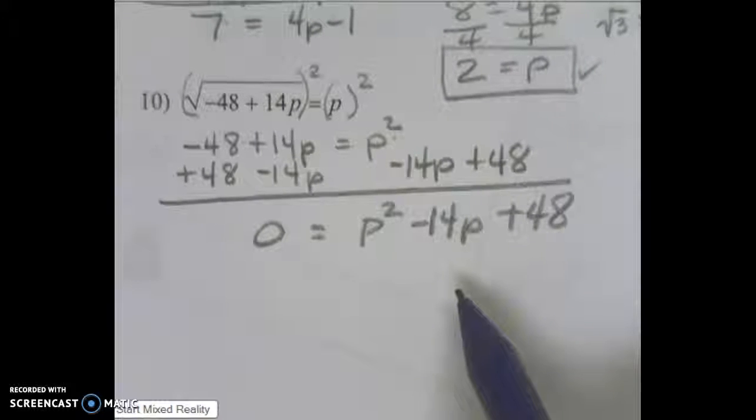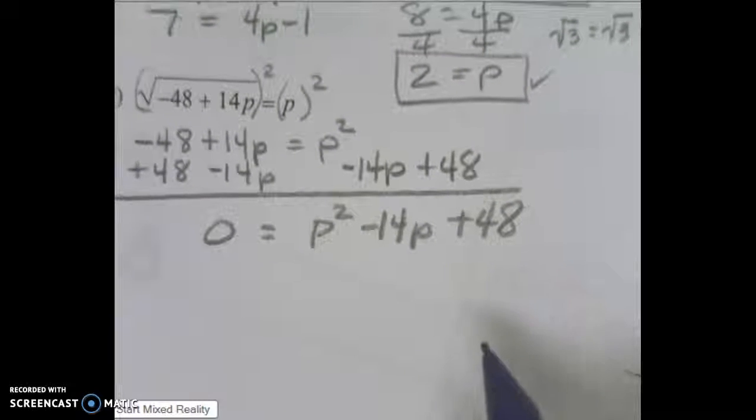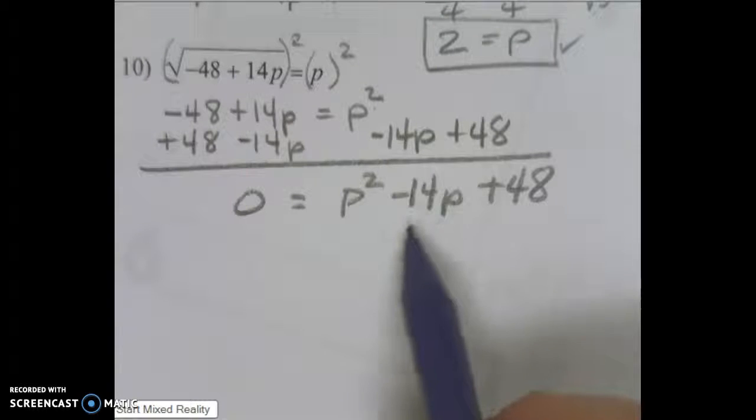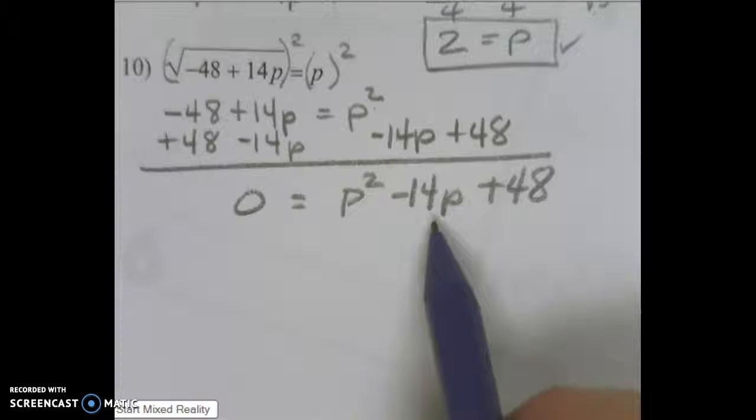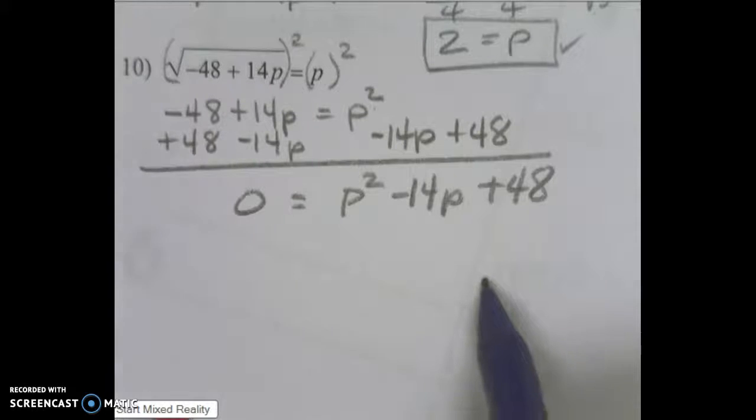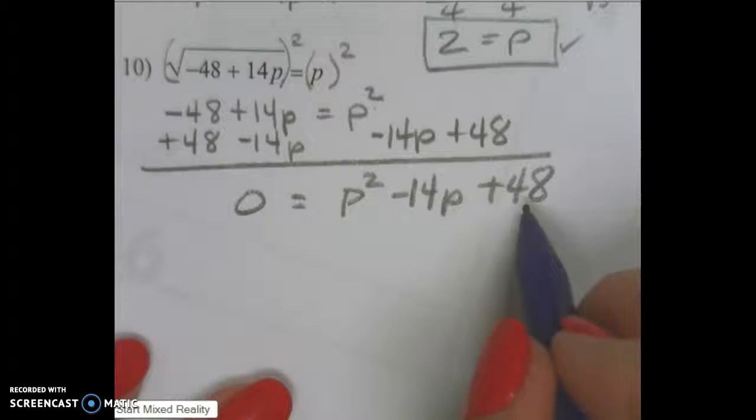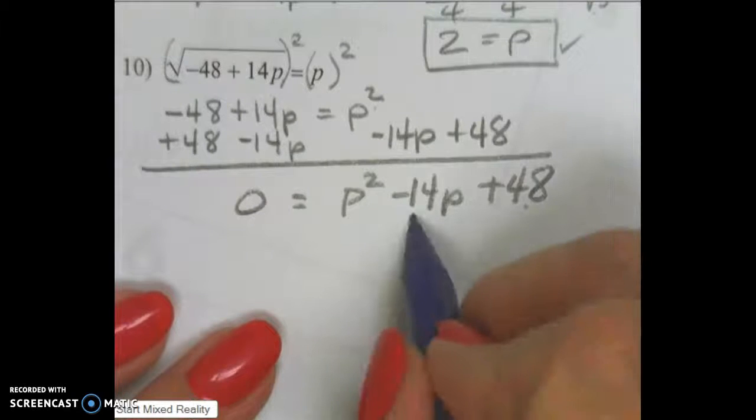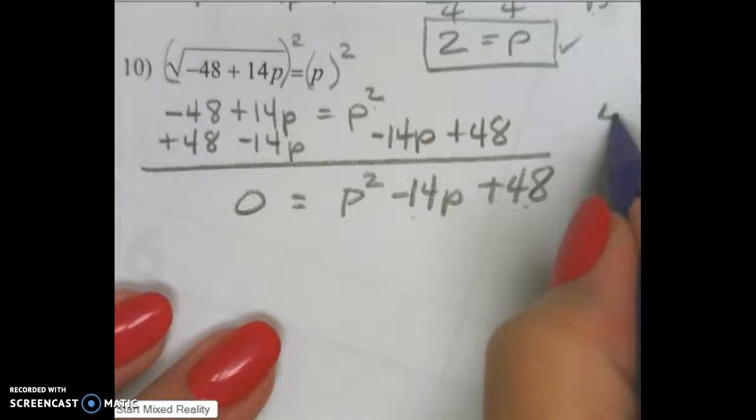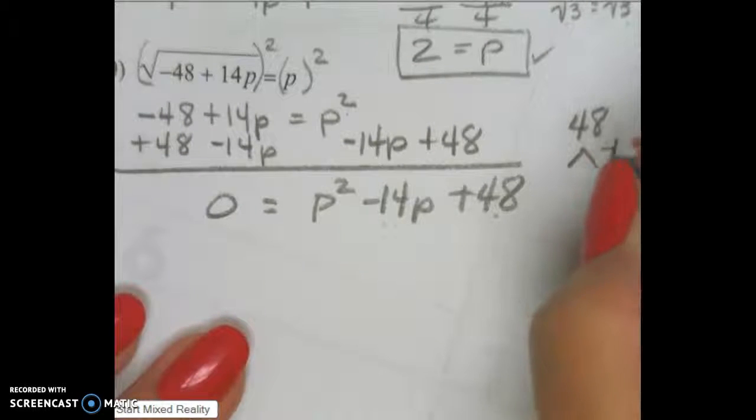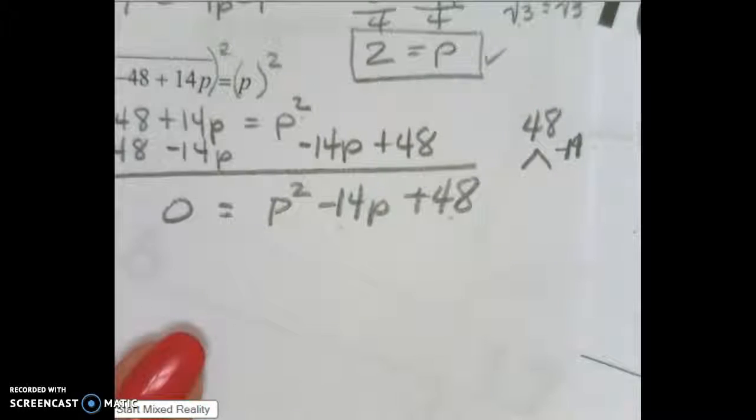You should remember factoring. If you don't, here's a quick reminder. We're going to break down our middle term so that we have 4 terms, so that we can group the first 2 and the last 2. So in this problem, I need to think what multiplies to give me 48 and adds up to negative 14.